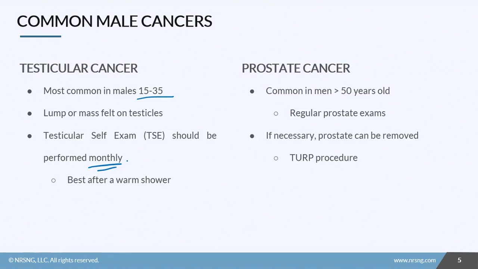And the best time to do that is right after a warm shower when there's vasodilation and everything's kind of open and warm. As far as prostate cancer, it's actually the most common in men that are over 50. These men should be getting regular annual prostate exams every single year after the age of 50. If necessary, and especially if it's localized, the prostate can actually be removed with a TURP procedure. TURP stands for transurethral resection of the prostate. We talked about that a lot in the benign prostatic hyperplasia lesson within the GIGU course. So definitely check that out if you want to learn more about that.